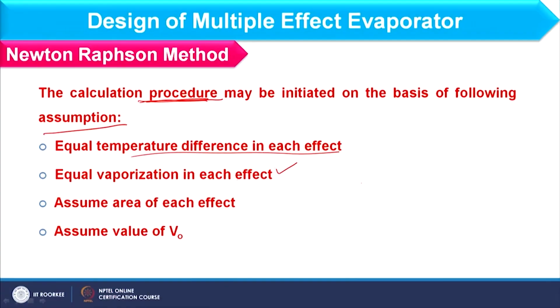You have to assume each effect area as equal, and you have to assume a value of V naught. So, considering all these initial values, because first of all you have to initialize the values of unknown parameters and then only you can solve the function value. So, in this way you can find the solution by the Newton-Raphson method, and so, the solution of the triple effect evaporator system.